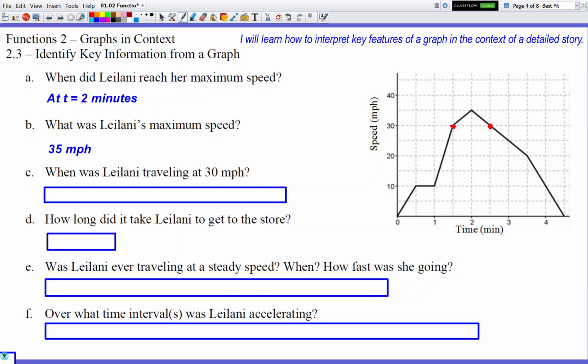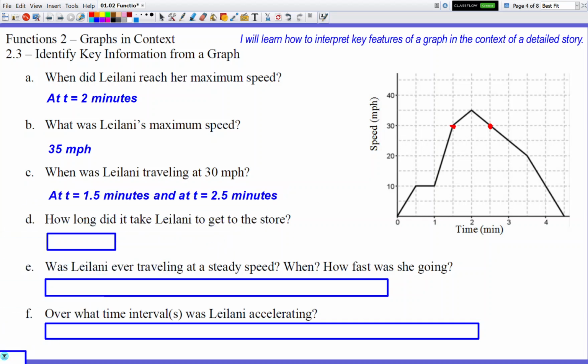So that's my final answer for my guess. Let's see if I'm correct. At t equals 1.5 and at t equals 2.5. Yep, I was correct. Good job, Ishikawa.